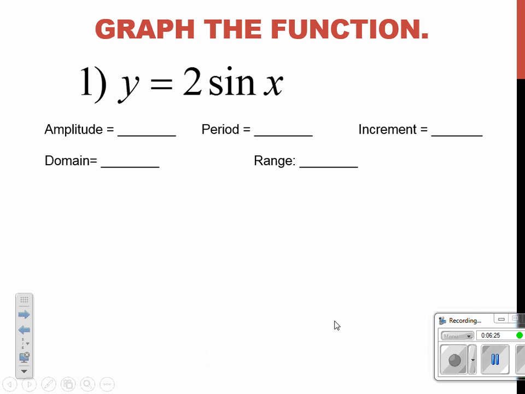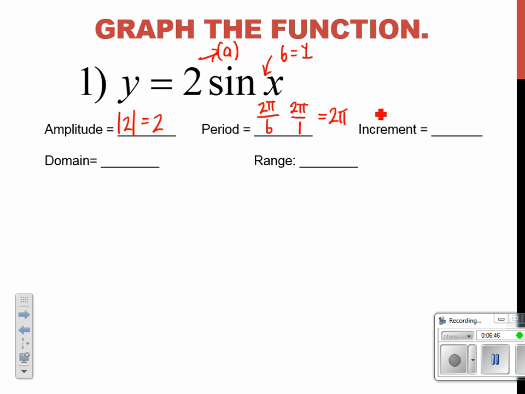All right, so here we go. Y equals 2 times sine of x. The 2 is the amplitude. That's our A. So the absolute value of 2 is 2. Our period is 2 pi over b, and in this case our b is equal to 1. So 2 pi divided by 1 is obviously 2 pi. So it's going to take 2 pi to repeat itself. And then the increment that we're going to put on the x-axis is 2 pi over 4, which is 1/2 pi. All right, so let's go ahead and graph our graph here.